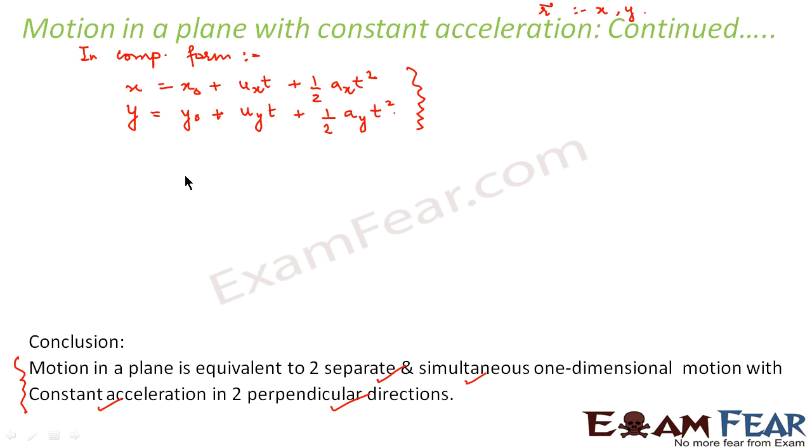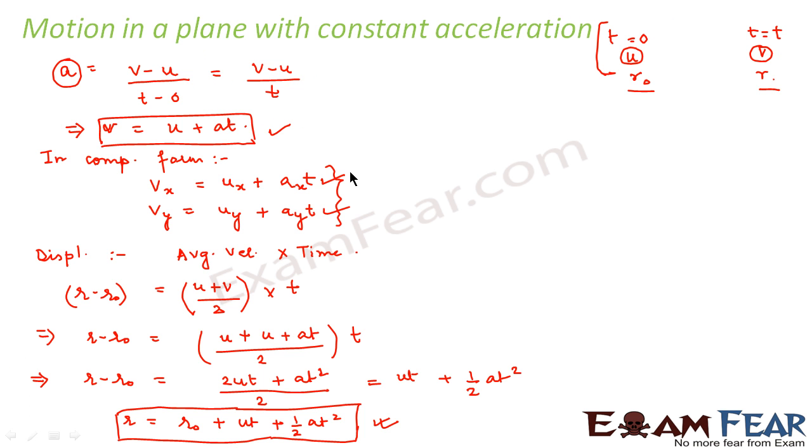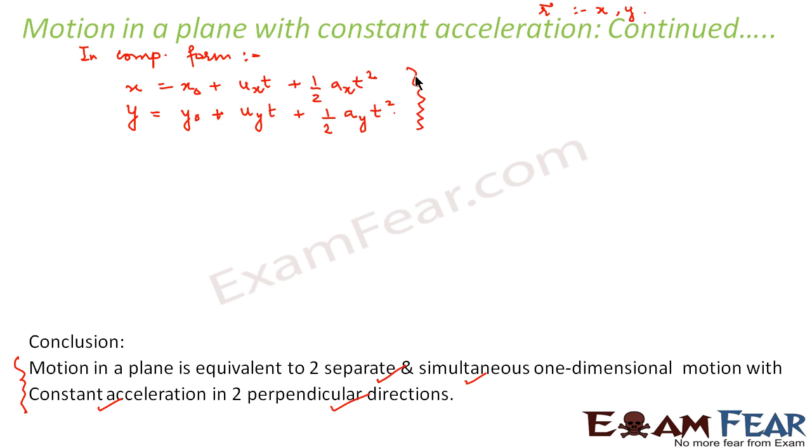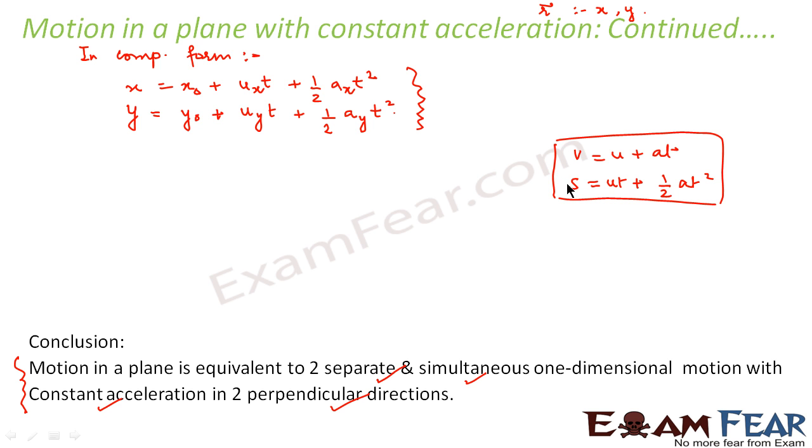In this derivation, we observe that the relations which we obtained for velocity as well as for displacement are all similar to the one-dimensional equations. The one-dimensional equations were v is equal to u plus at, s is equal to ut plus half at square, right? This was what we studied in one-dimensional motion. So even in two-dimensional motion, we see that along the x-axis it is vx is equal to ux plus axt.